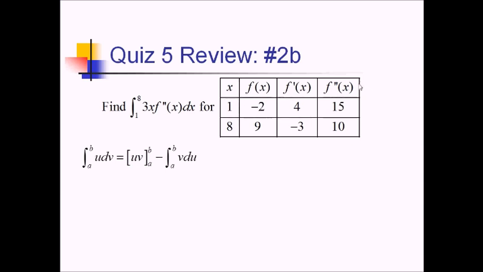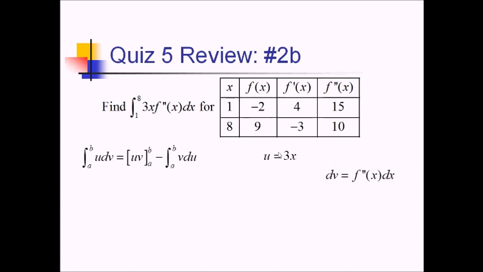Since we don't have any other information about the function f at all, we have to just work with what's in this table. So I'm going to let my u value be 3x, and dv I'm going to let that be f double prime of x dx, because we've really got no other choice. F triple prime is a total dead end here.